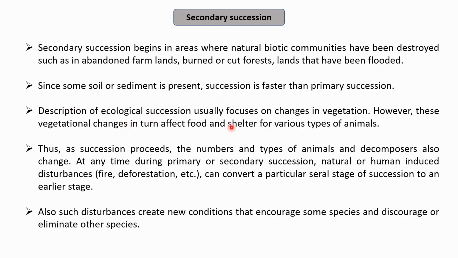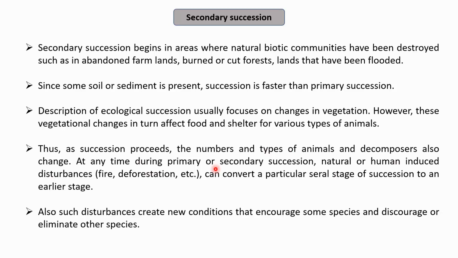The description of ecological succession usually focuses on the changes in the vegetation. However, these vegetational changes in turn affect the food and shelter for various types of animals. Therefore, as the succession proceeds, be it primary or secondary succession, the number and types of animals and decomposers also change. At any particular time during primary or secondary succession, natural or human-induced disturbances like fire, deforestation, etc. can convert a particular serial stage of succession to an earlier stage.